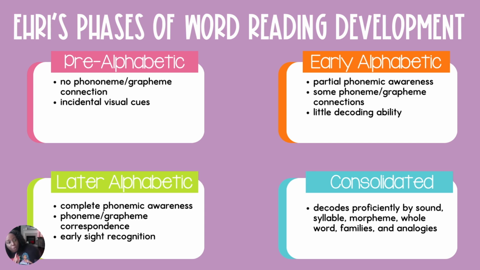Now once we get into that consolidated phase, we're talking about readers. They decode proficiently by sound, syllable, morpheme, whole word, families, analogies. They're able to read. So a child is going to have to go through all of these phases of reading development before they become a reader. Now they might bounce back and forth into some of these phases as they get introduced to new sounds, but they're going to go through all of these phases as they become readers. I know that was a lot.